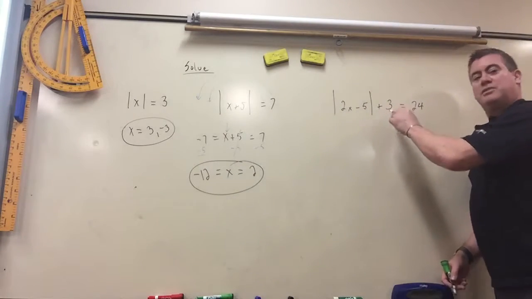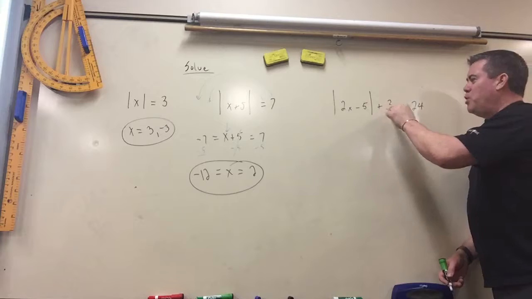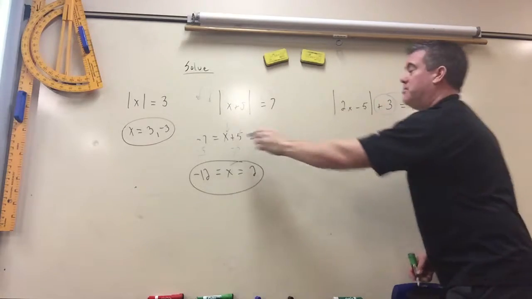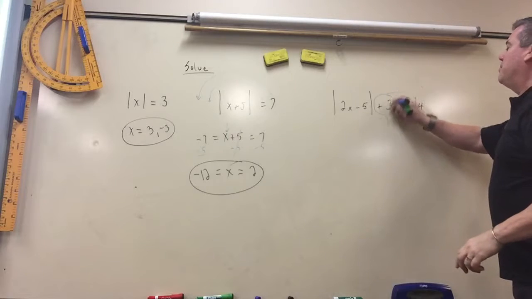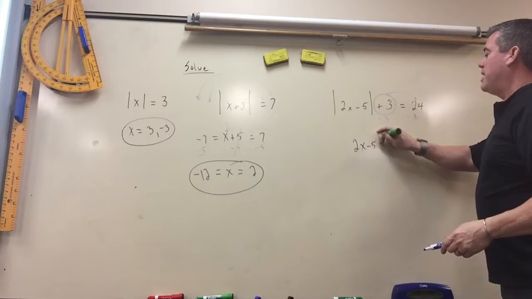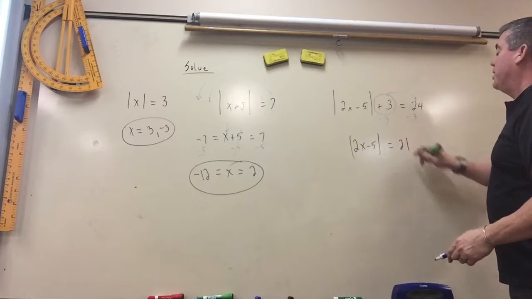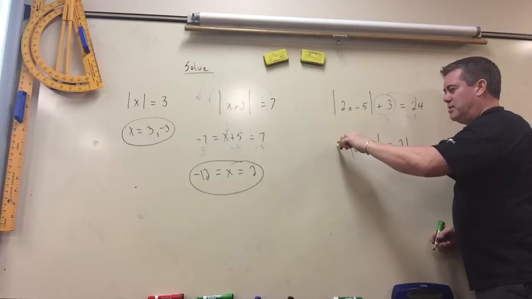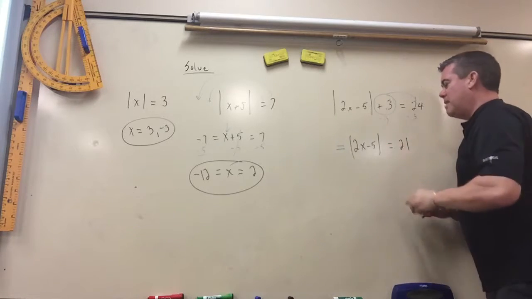If it's like this, give it a 3. You've got to get rid of this before you write it out like this. Since it's a plus 3, you get a minus 3. And I have 2x minus 5 equals 21. Now that it's just the absolute value, you put the same sign over here. You put the opposite over here.